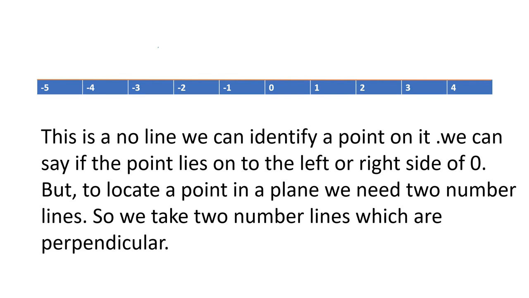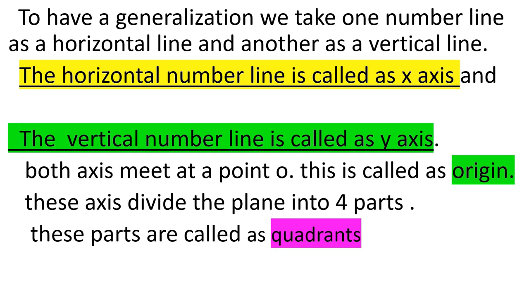But when we want to locate a point in a plane, we need two number lines. So we take two number lines which are perpendicular. To have a generalization, we take one number line as a horizontal line and the other as a vertical line. This horizontal number line is called the x-axis and the vertical number line is called the y-axis. Both axes meet at a point O. This is called the origin.